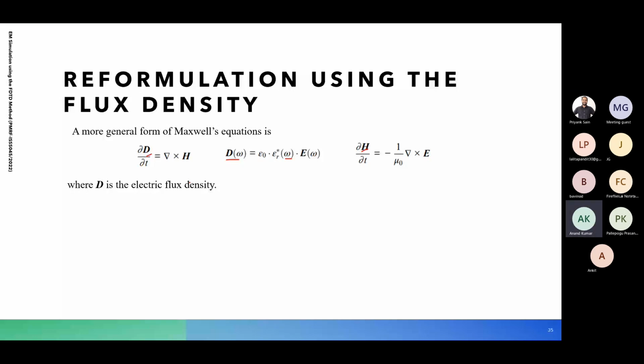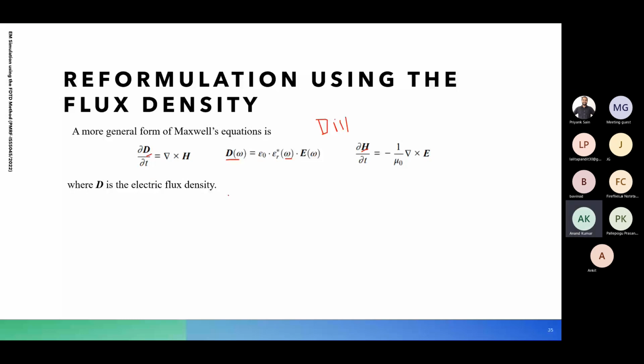So our end goal is to model dispersive media. I won't write it because the cursor is not working fine. So our goal is to model dispersive media, and for that we need to use flux density. So we'll start with the flux density now.